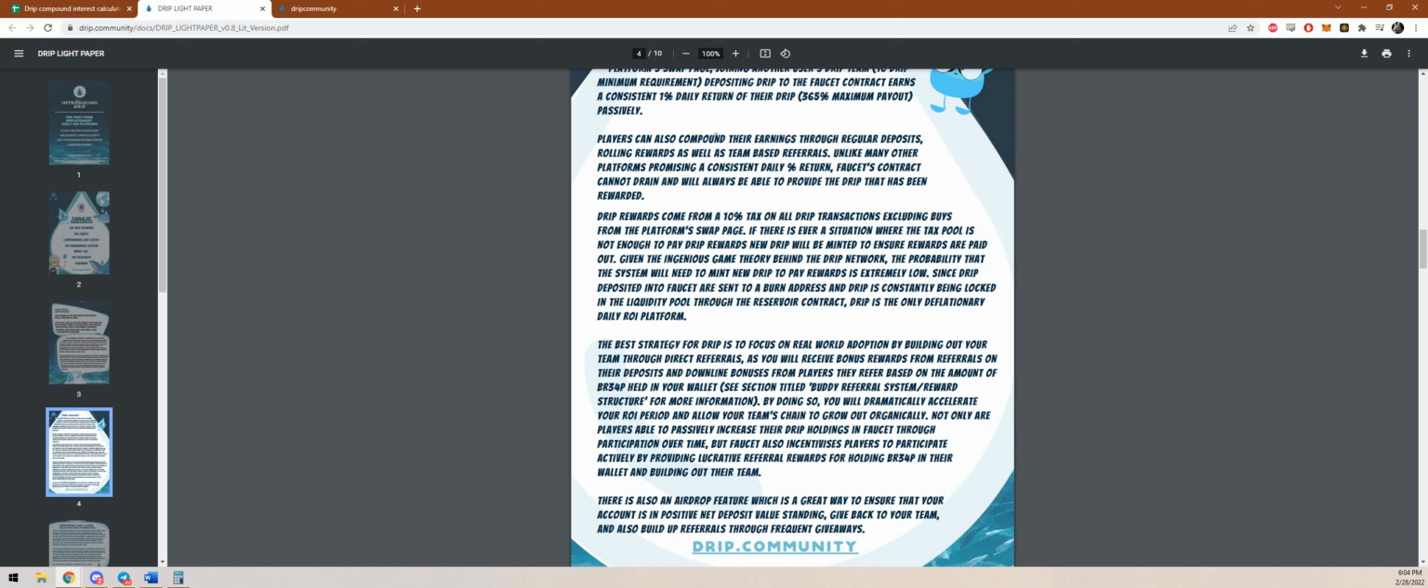So we can talk about here the compounding earnings through regular deposits. There's a percentage earn, like a consistent daily return. So it can help you plan and have a structure to your earning, which is quite welcome in this crazy crypto world.